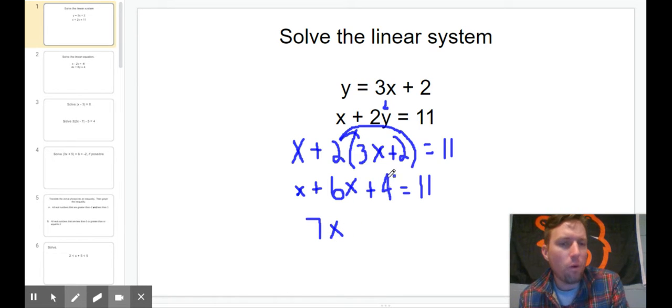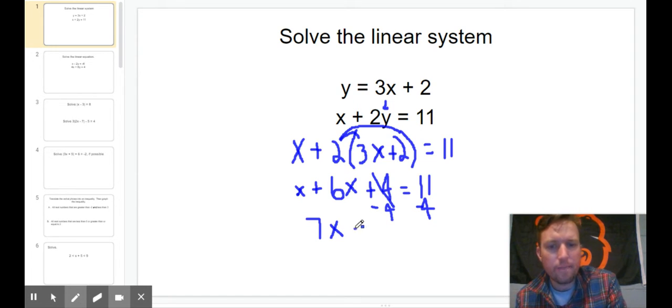I have a 4 on this side of the equation. I need to get it to the other side, so I'm going to subtract 4 here. 4 minus 4 cancel each other out. And I'm going to subtract 4 here. 11 minus 4 gives me 7. So I have 7x equals 7. I need to solve for x, so I'm going to divide both sides to isolate the variable. I'm left with x. 7 divided by 7 gives me 1.